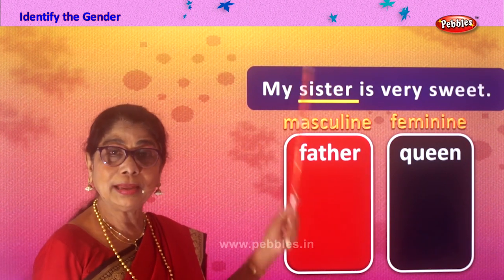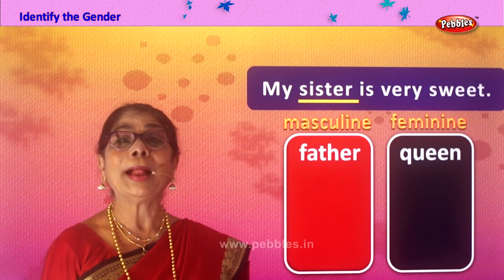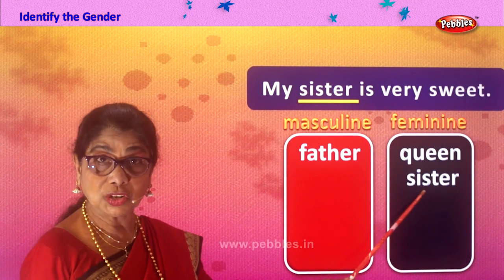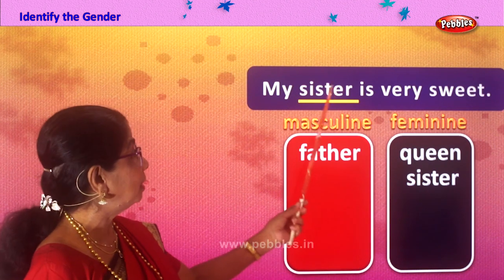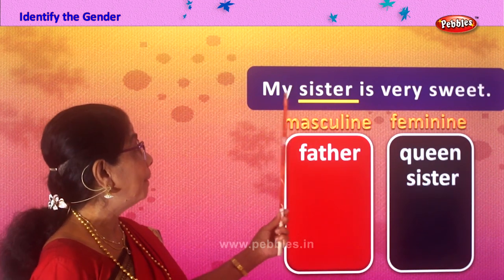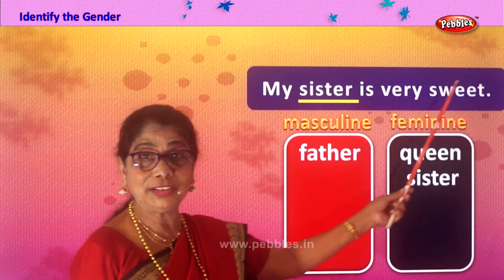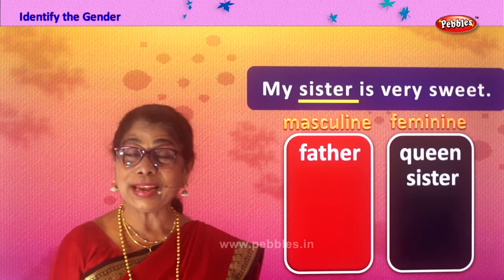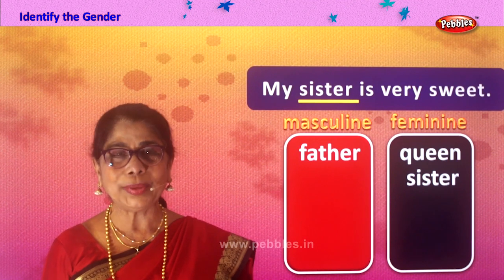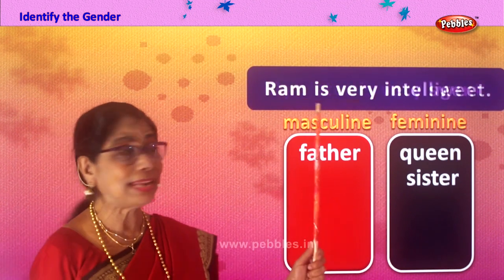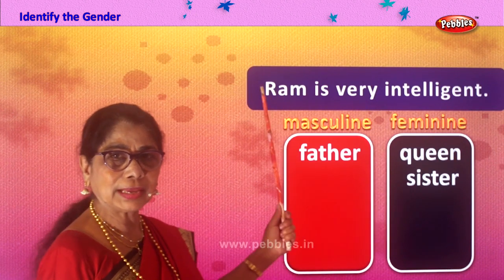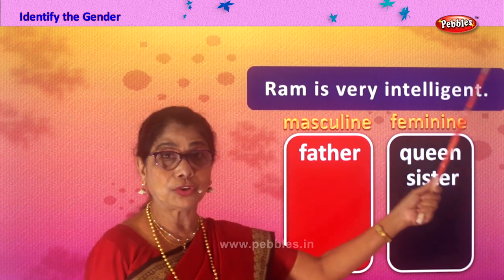We underline. Now, which box does it go to? Good. It goes into the purple box. Sister is a feminine gender, so we put it in the purple box. My sister is very sweet. You like the exercise? Let's look at our next sentence. Let's read the next sentence. It's a sentence that begins with the capital letter and ends with the full stop.